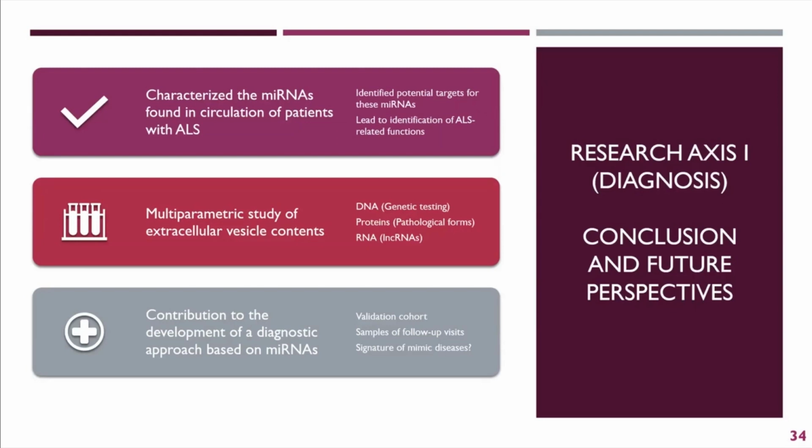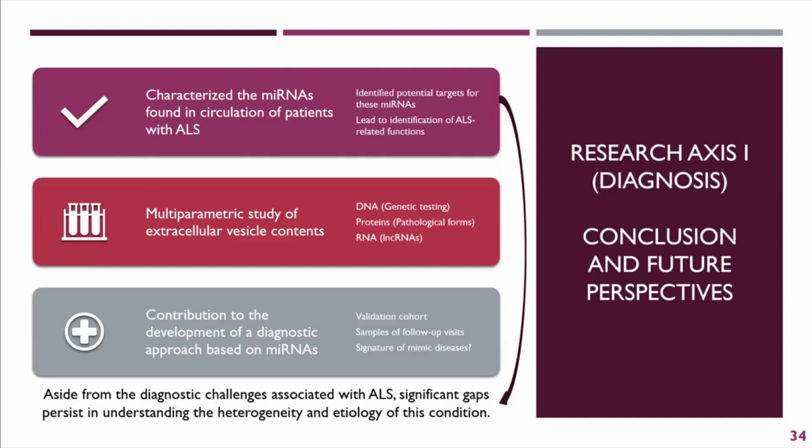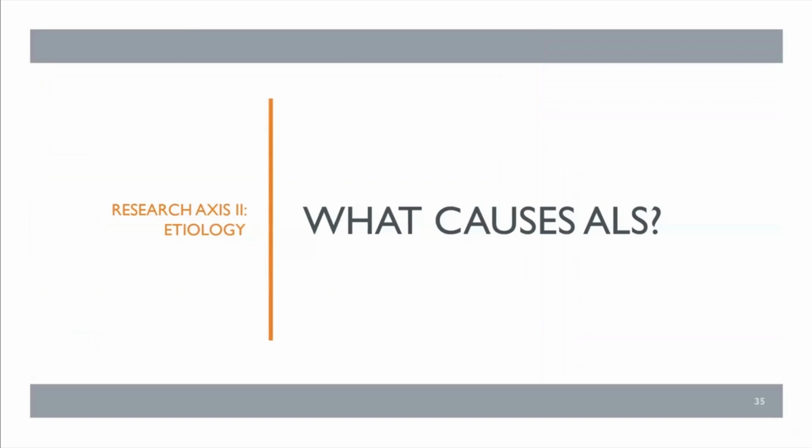Obviously, we should do a validation cohort and maybe even test the mimic diseases to see if the signatures differ, because it would be kind of a shame if the mimic diseases had a similar signature to ALS. However, there's still a bunch of challenges we have with understanding the disease. And that brings us to our second axis, the etiology of ALS.